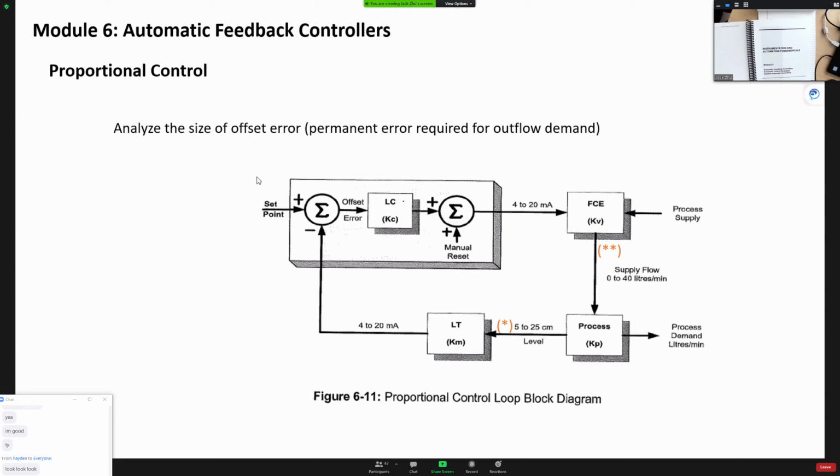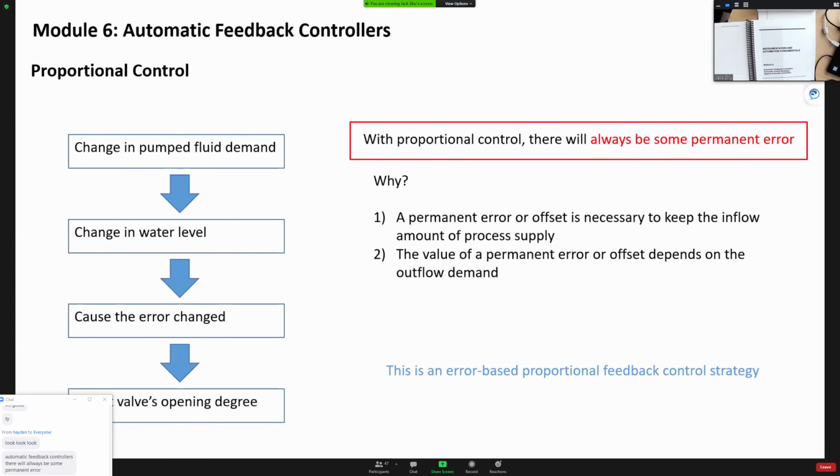This is considered the size of the offset. That's the arrow. It's not automatically feedback control. It's this proportional control.